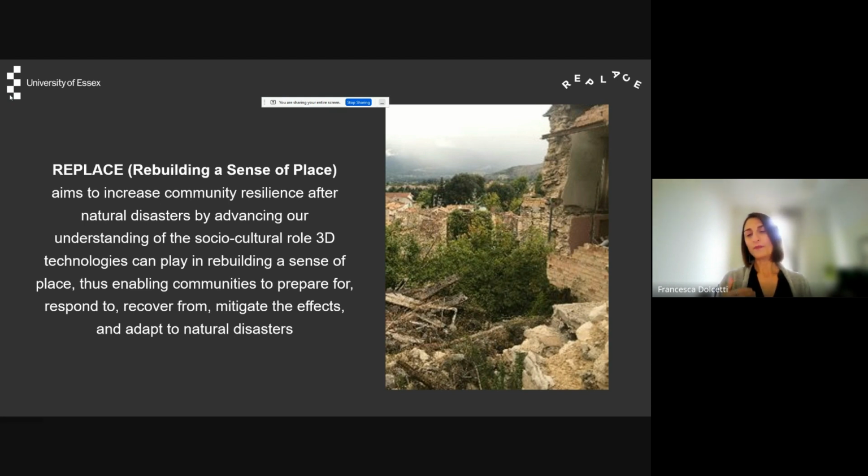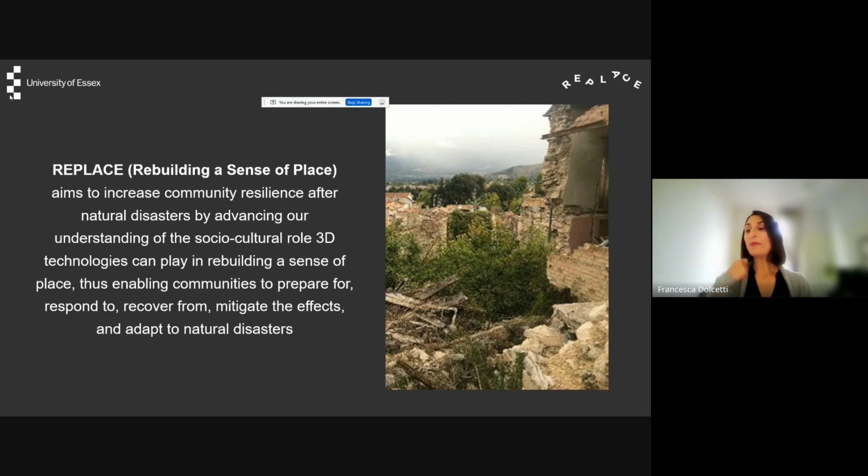So our belief at Replace is that by understanding and preserving heritage and a sense of place, we might be able to empower communities to recover more effectively and rebuild their lives after facing this kind of adversity.